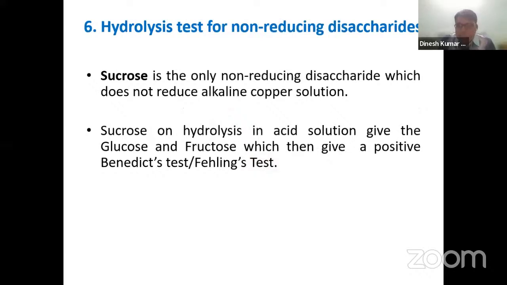Now to confirm that the sample we have got is sucrose, which is a disaccharide, and it is showing a negative Fehling or Benedict test, we can do the hydrolysis test for non-reducing disaccharide. That is, we will keep the sucrose in an acidic medium so that it is hydrolyzed and forms the glucose and fructose monomers. And then later we can do the Benedict test or Fehling test, which will be positive in the solution.